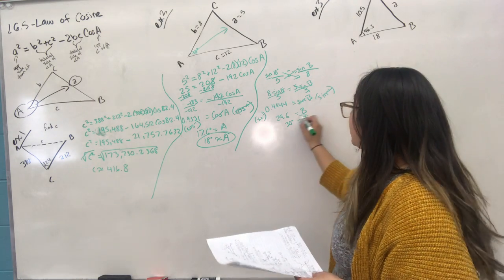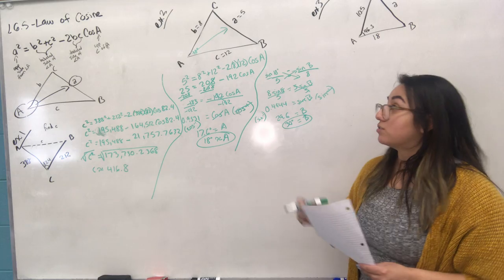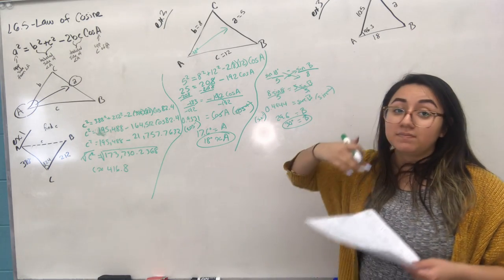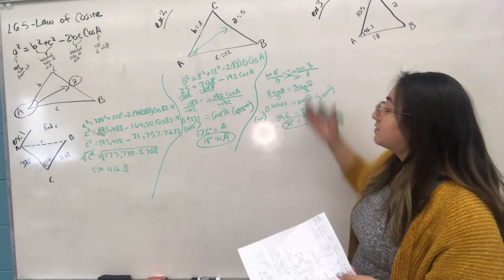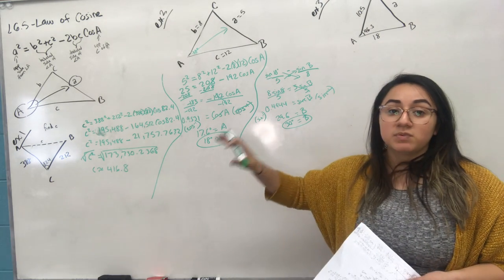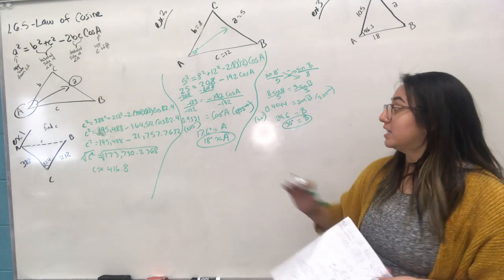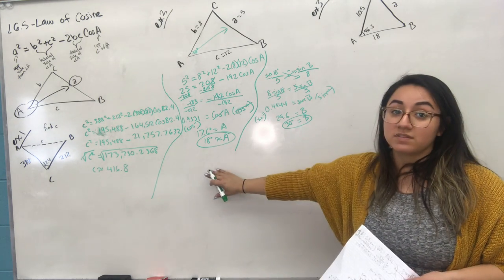Easier for me, it's off by one decimal, it's completely fine. But using the law of cosine or the law of sine to solve for an angle, they're both the same. The law of sine is a lot easier to use, but there are only certain instances when you can't use the law of sine, and that's where the law of cosine comes into play. That's why for the first one, we had to use the law of cosine.